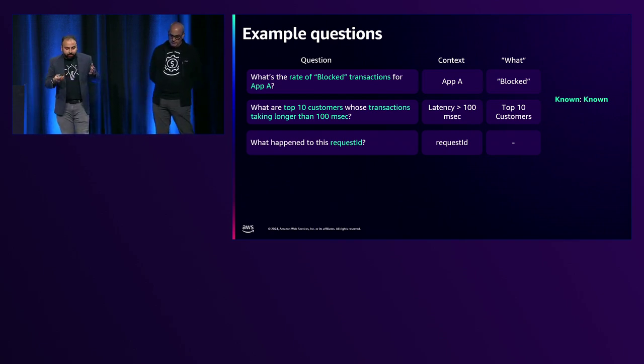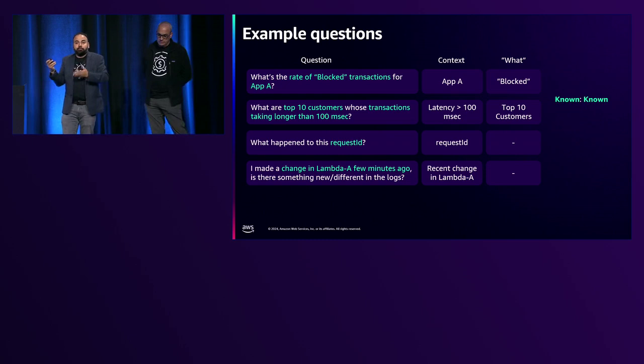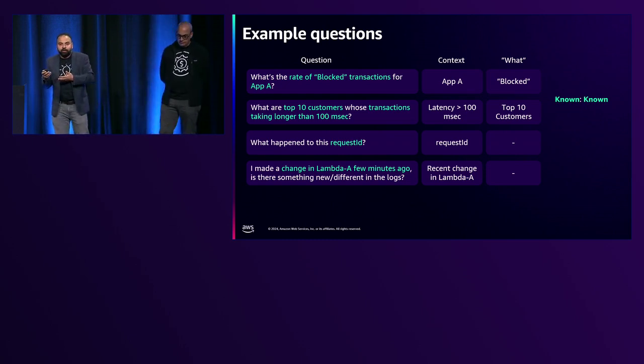Similarly, I made a change in this Lambda at this time, and something changed. Is something different? Did something break? I don't know if something broke or not, but I need to find out what it is. So again, I know the context, that I made a recent change on this Lambda, but did something change? I don't know. So that's what I'm trying to find out.